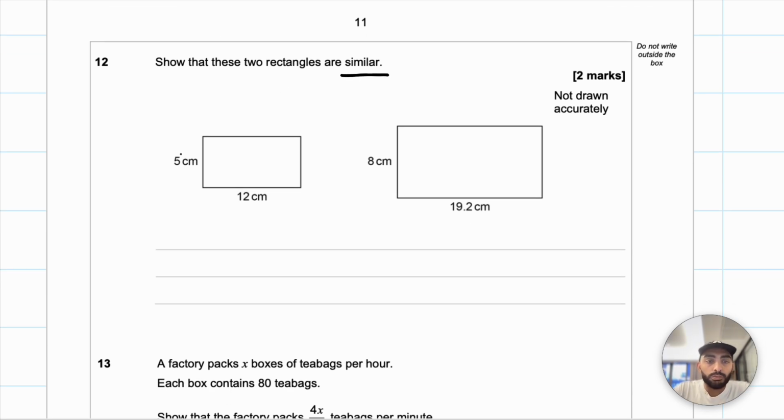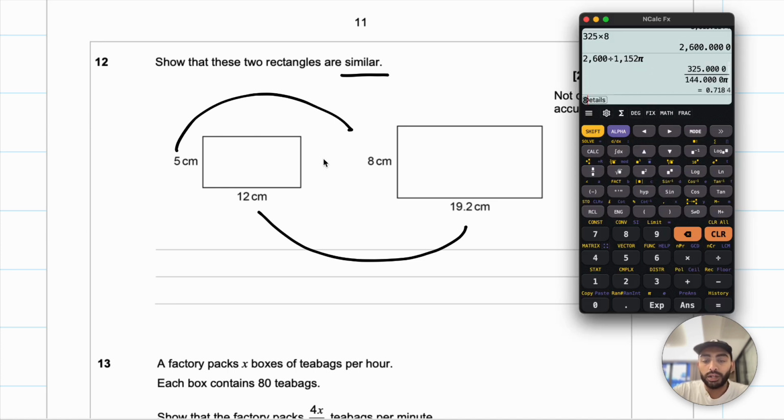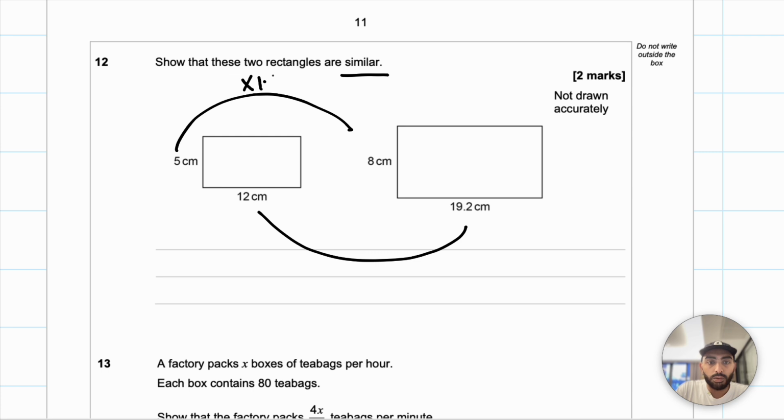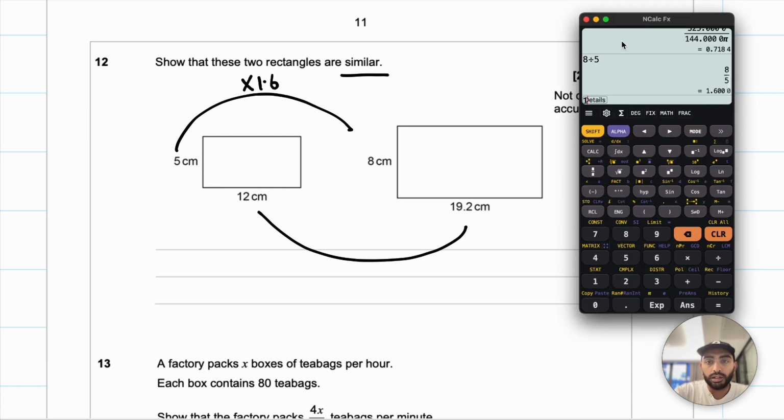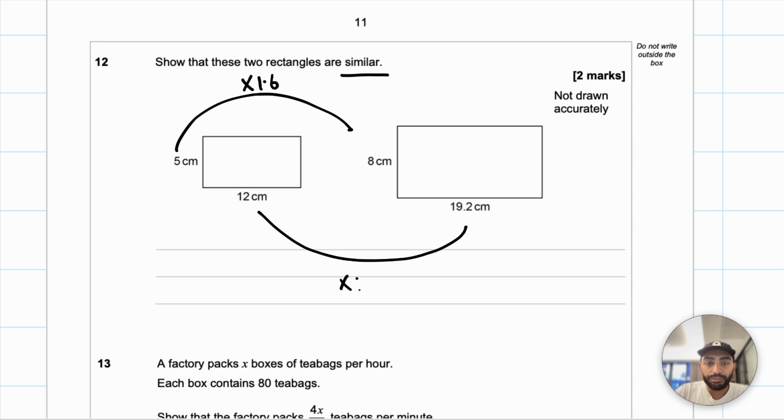Similar just means that we've multiplied everything from the first rectangle to the second rectangle by the same amount. So we can prove that it's been multiplied by the same amount. That means that they're similar. So we'll do 8 divided by 5 first, which gives us 8/5 or 1.6. So that's times by 1.6. And the other side, 19.2 divided by 12, that also gives us 1.6. So they've both been multiplied by 1.6. That means the scale factor is 1.6, and therefore they are similar.